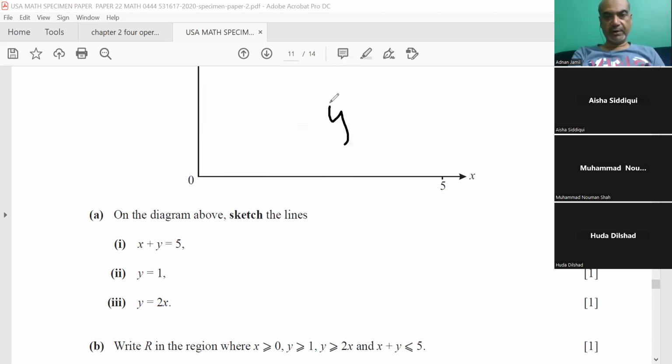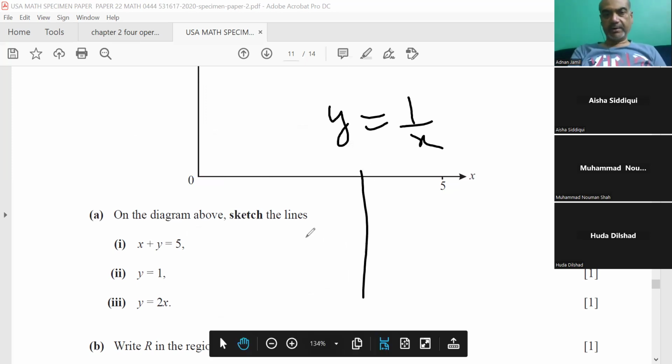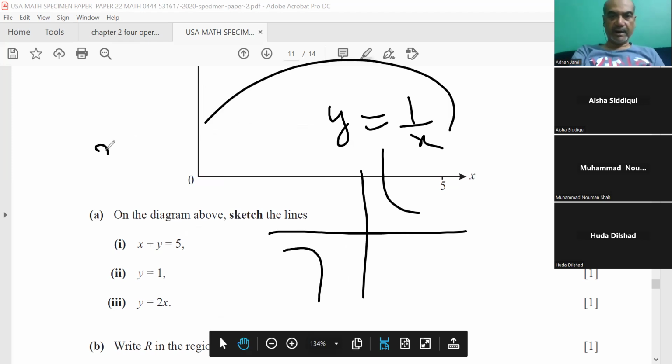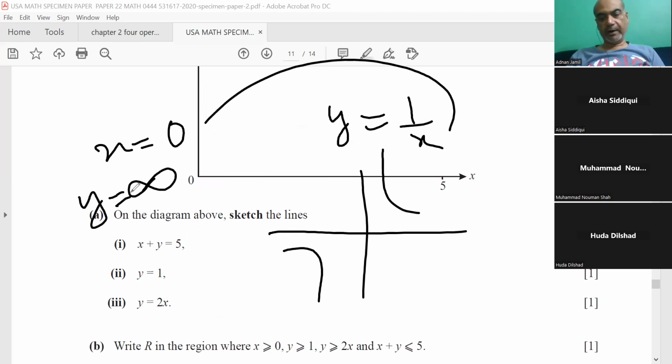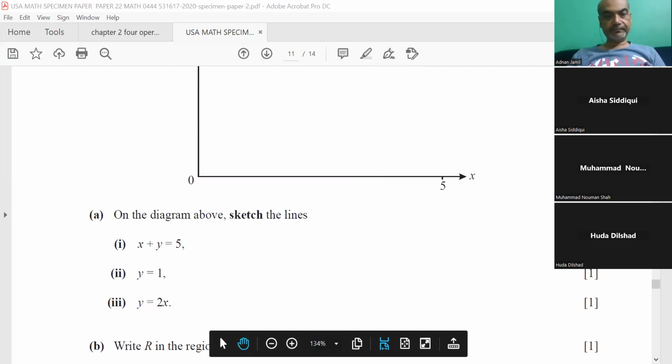I gave you the sketching of y equals 1 upon x. Remember, it's a reciprocal curve made like this. Why? Because at x equals 0, y will be equal to infinity. Both important. Reciprocal graphs are always the examiner's favorite.